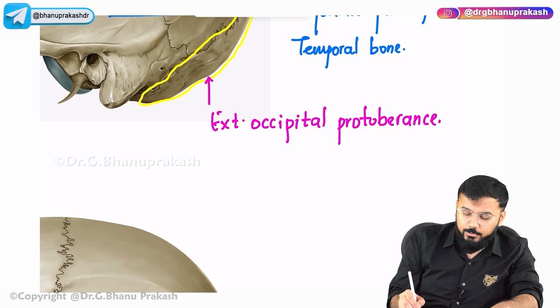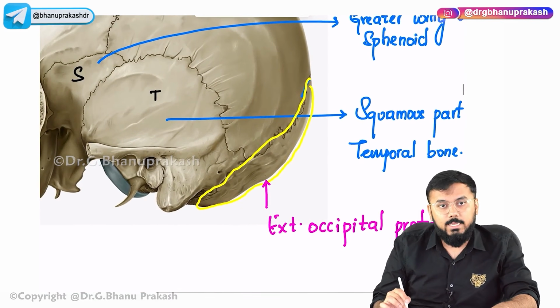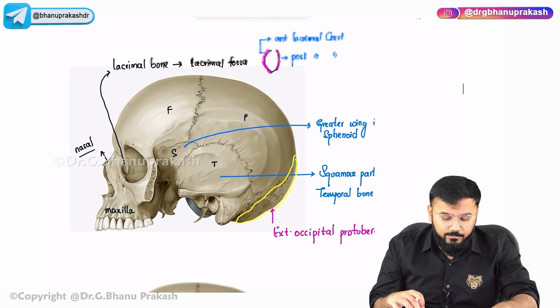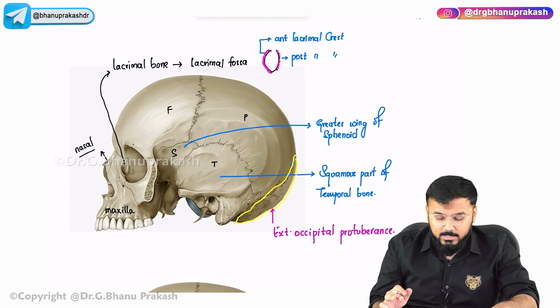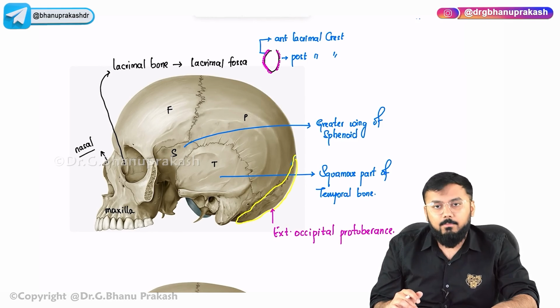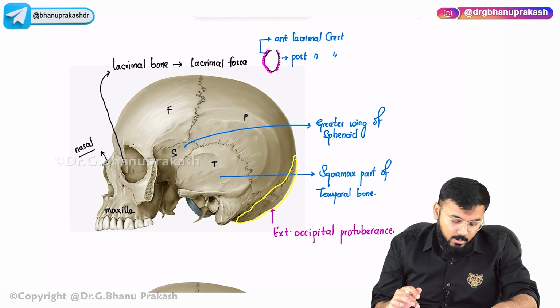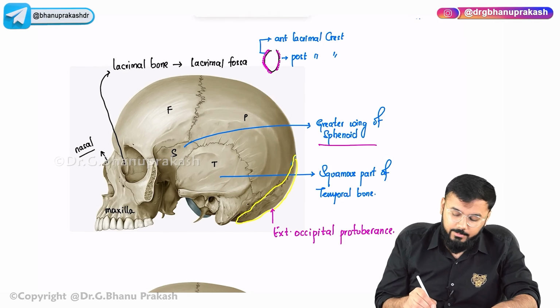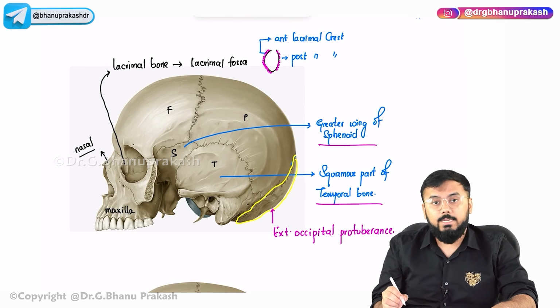This protuberance over here is called the external occipital protuberance. Okay, so these are some of the important structures which you can see. This is just the basic thing which I have talked about. Let me discuss some more parts in much more detail over here. But by the way, I told you this is the sphenoid, greater wing of sphenoid. Just remember this. Later on we will discuss this in detail.